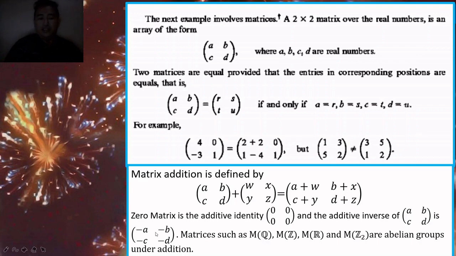putting a negative on each entry: negative A, negative B, and so on. The matrices such as M of Q, M of Z, M of R, and M of Z2 are abelian groups under addition. Meaning, for M of Q the entries are rational numbers, for M of Z they are integers, for R they are real numbers, and for Z2 the entries are 0 and 1.